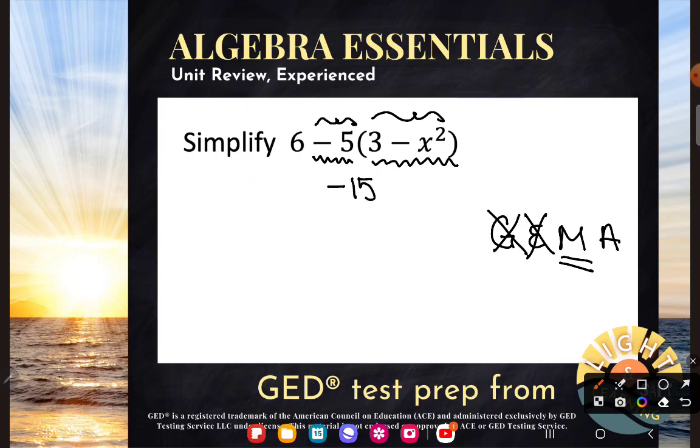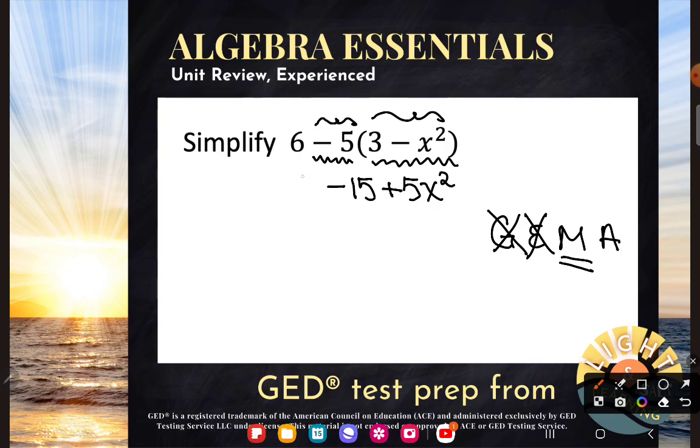And listen, negative 5 times negative x squared. A negative times a negative is a positive, right? Because the opposite of a negative is a positive. And then I'll write the number first, 5, and the variable portion second, x squared.